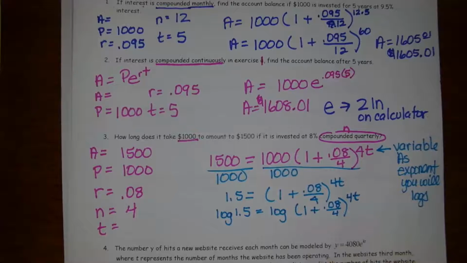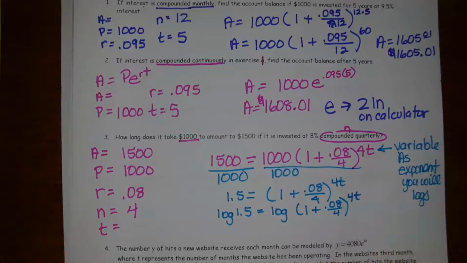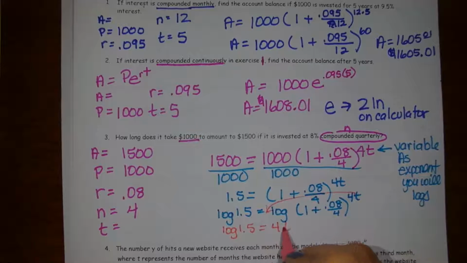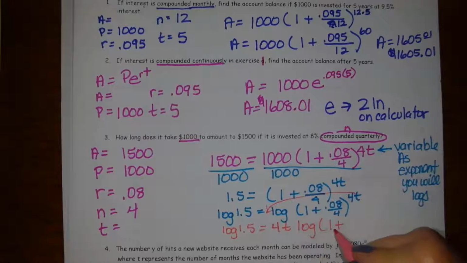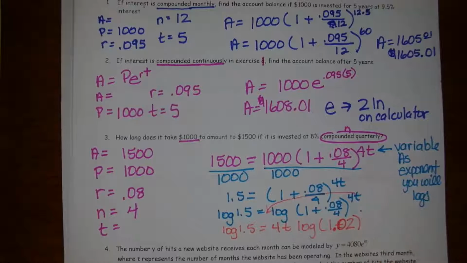What does that allow me to do? Now the 4t can come where? To the front. So now I have log 1.5 equals 4t log 1 plus 0.08 divided by 4. Can we take the 1 plus the 0.08 over 4 so we don't have to keep writing that down? What is 1 plus 0.08 over 4? That's 1.02. I don't want to keep writing that.